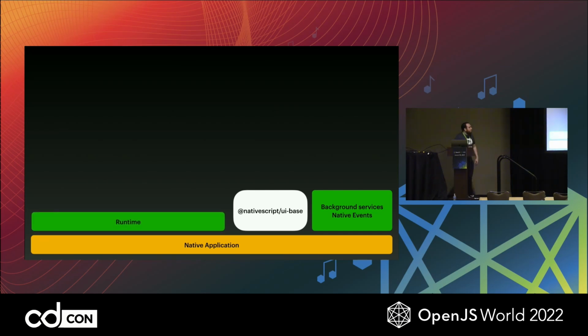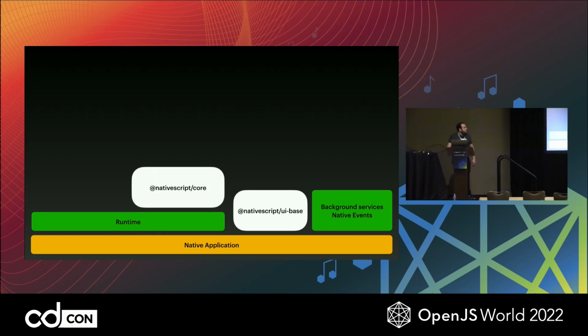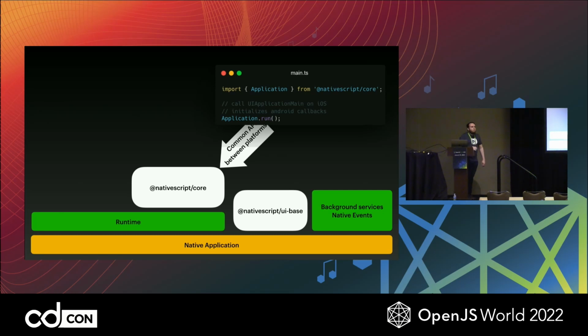And then you have the runtime. So everything that you want to run in JavaScript has to pass through the runtime. From the runtime, you have NativeScript core, which are just common APIs between platforms. So in this example, remember how I did UIApplicationMain before. I just import application, call application.run. This will call UIApplicationMain for me on iOS, and on Android, it's going to set up all the activity callbacks that it needs to show up your UI when your app becomes active.